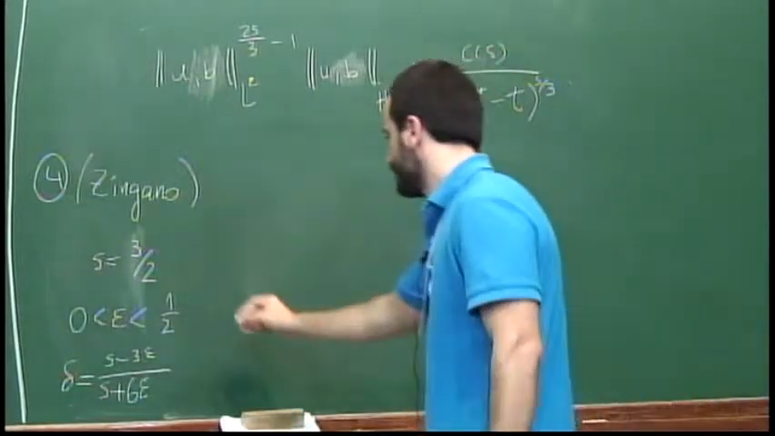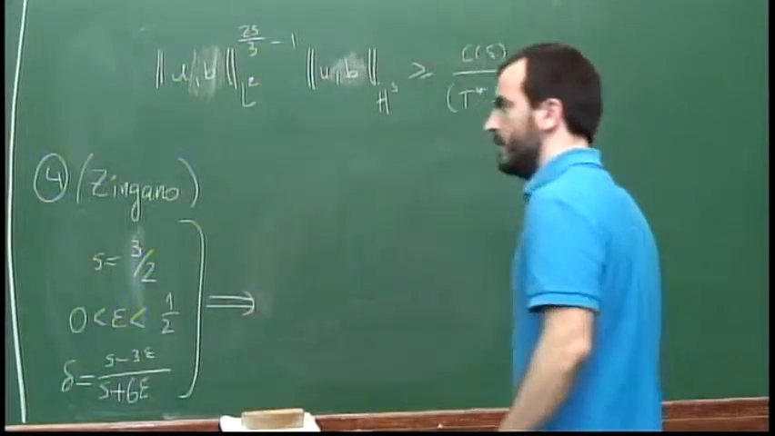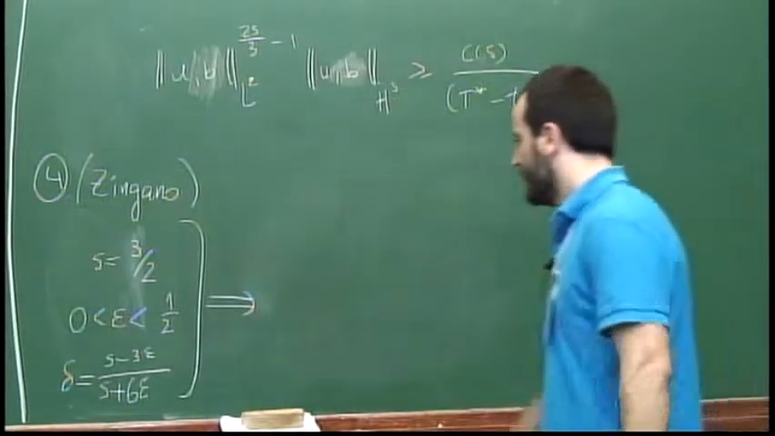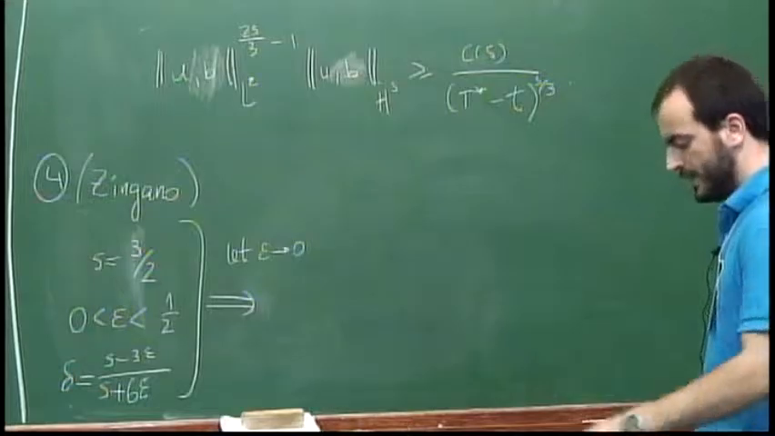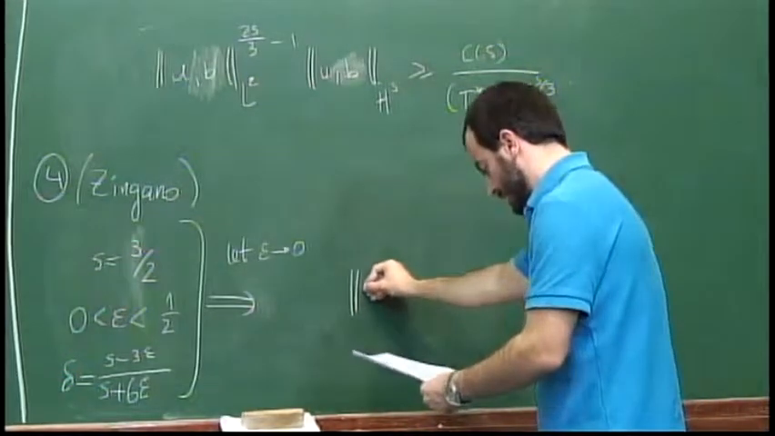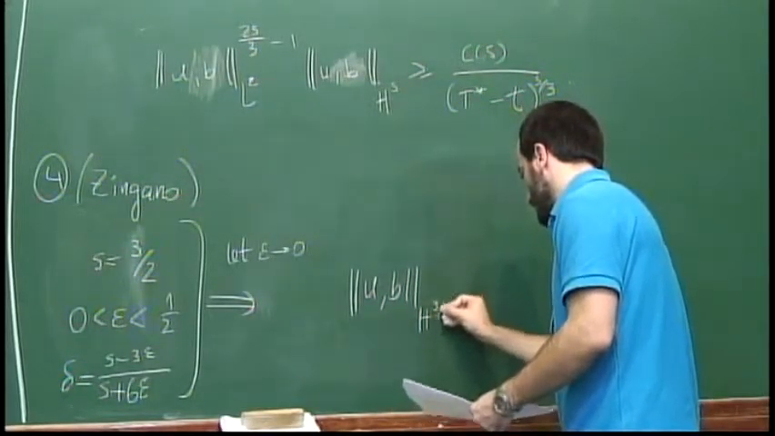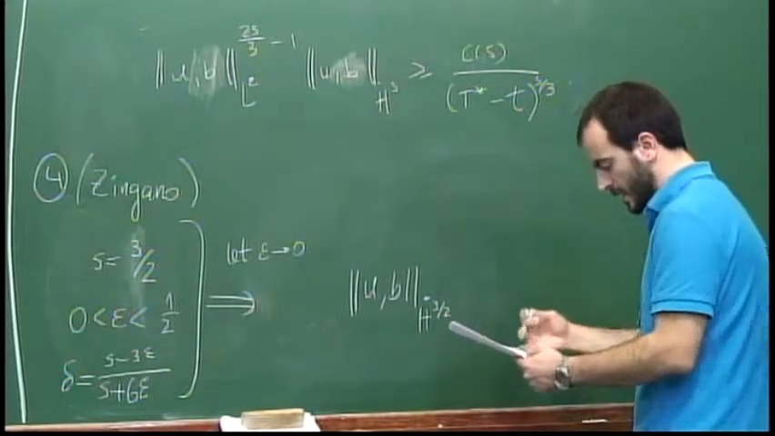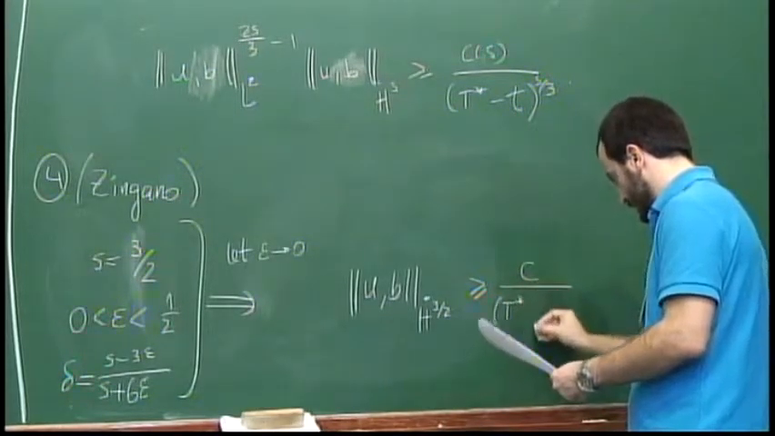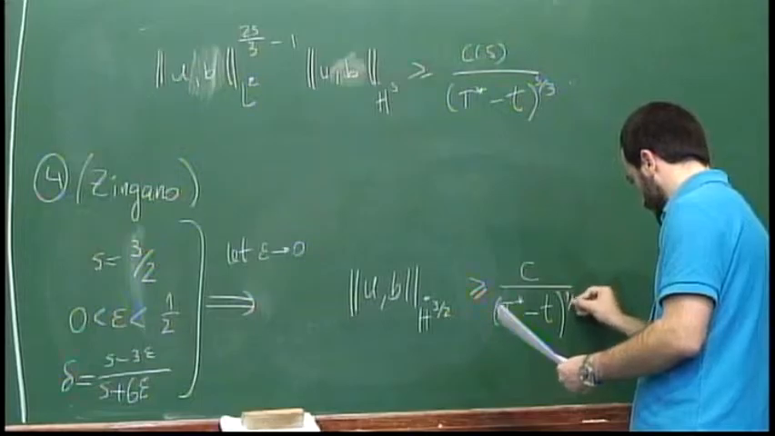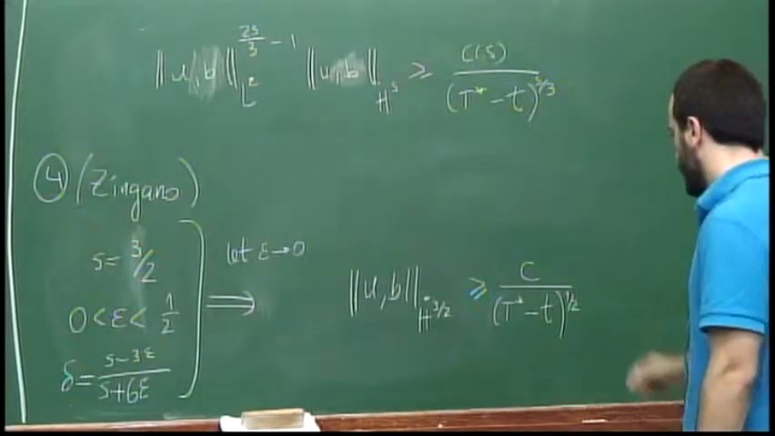Then this implies we just plug everything into that inequality and let epsilon go to 0 at the end to obtain that the norm in H 3 halves is bounded by C over T minus T to the 1/2. So we would like to have that.